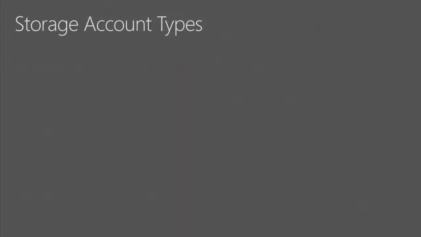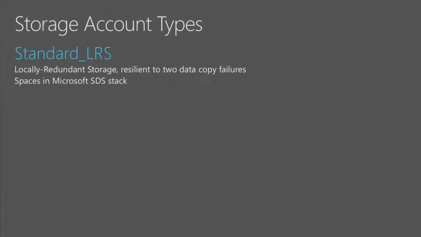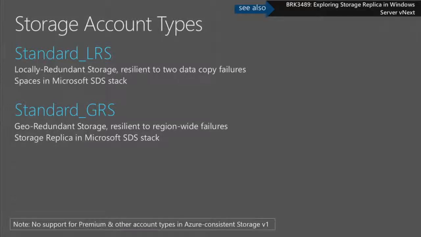Right? Now, storage account types. This is Azure terminology, by the way. A bunch of things that we're doing here. This is all consistent with what Azure already provides in Azure. There's two kinds of accounts that we will support. LRS, the locally replicated storage, which is resilient to 2 data copy failures, meaning it could be triple replicated or maybe high performance dual parity. Basically, it's resilient to 2 failures.